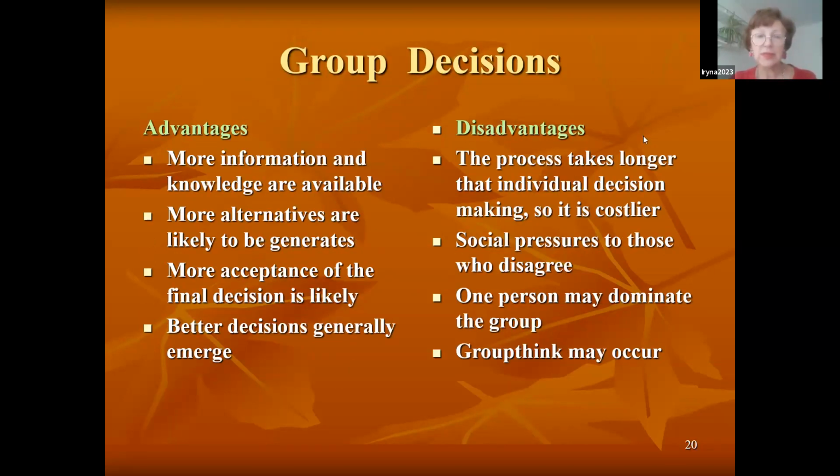Probably we will discuss now just the advantages of group decision making, and then we will make a break and take some practical model after the break. So group decision making has both advantages and disadvantages. There's more information and knowledge because it's not one person. More alternatives are likely to be generated because there's not one person, there are other people as well.